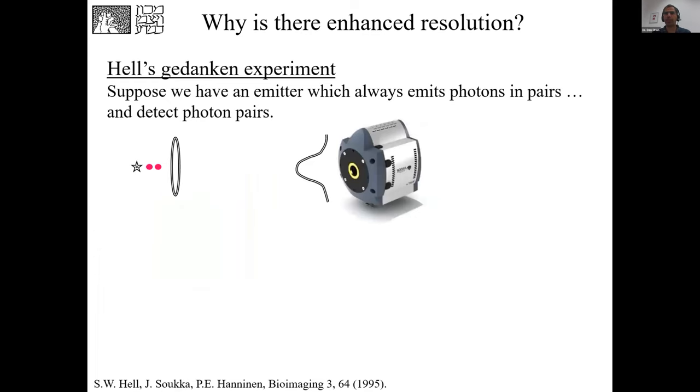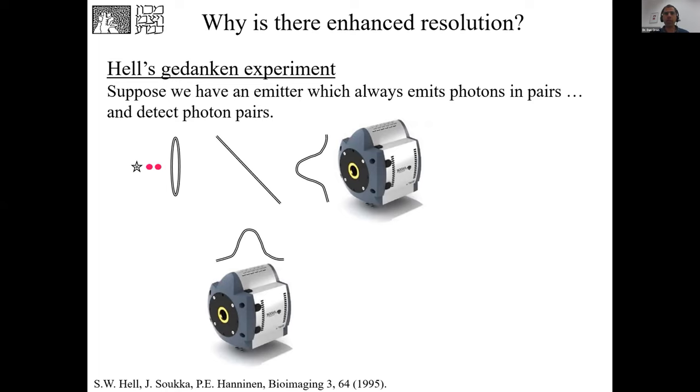So why is there enhanced resolution encoded in this anti-bunching effect? Stefan Hell in 1995 proposed a Gedanken experiment, which makes it easy to understand. Suppose we have an emitter that always emits photons in pairs, and we have the ability to detect photon pairs. Can we resolve that emitter better than what we can do with a standard microscope? The answer is yes. How do you do this? You use a Hanbury Brown and Twiss setup, now with two cameras. These are two hypothetical cameras, really fast, really sensitive, and you only look at events where one photon hit one camera and the other hit the other camera.